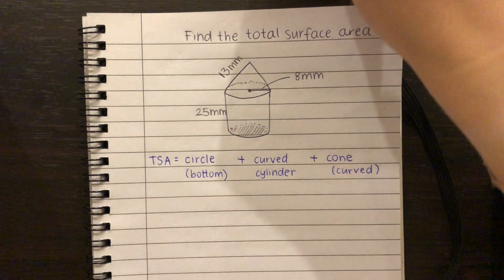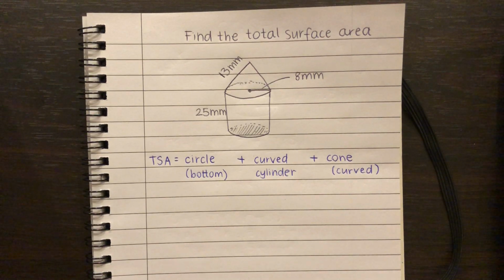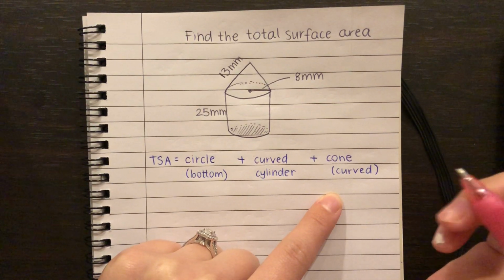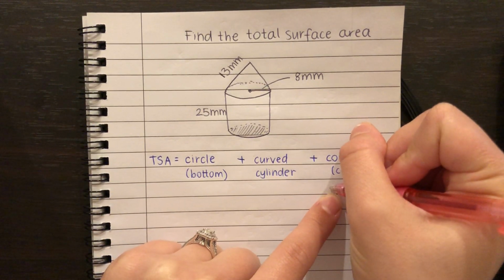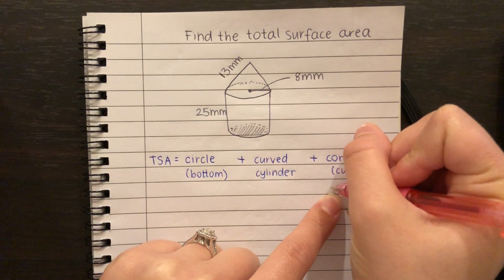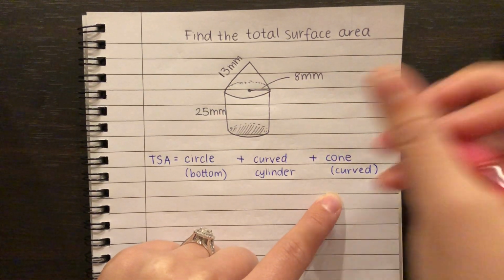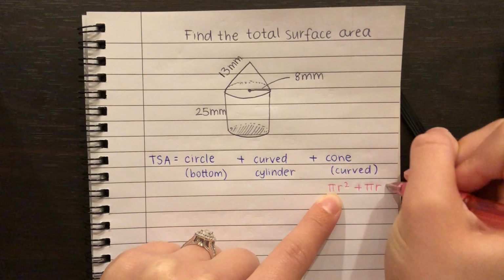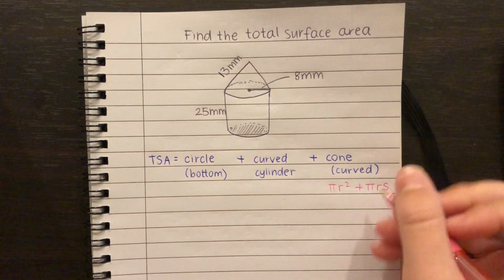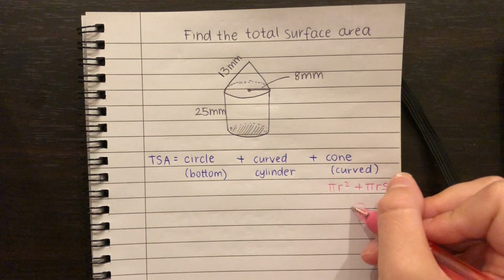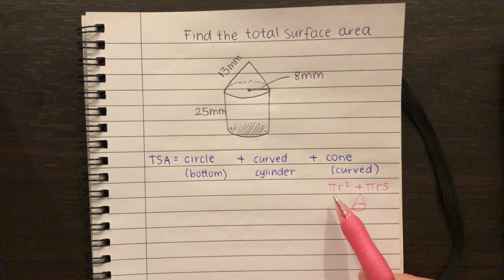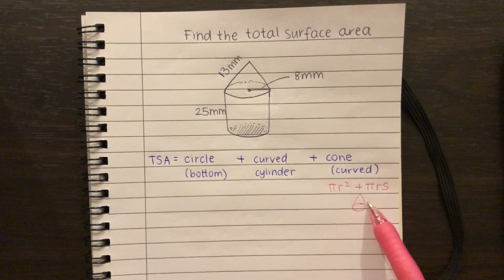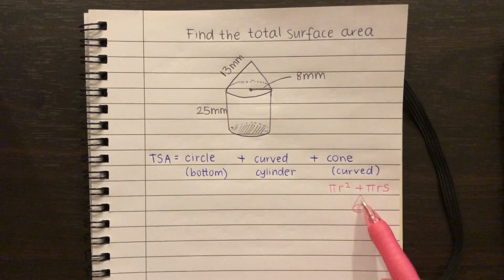Now, the TSA of a cone is, now I'll work backwards here. The TSA of a cone is pi r squared plus pi rs. So I'll write that down. And remember that when we have our cone, this pi r squared belongs to the circle and this pi rs belongs to the outside part of the cone, so the curved part.